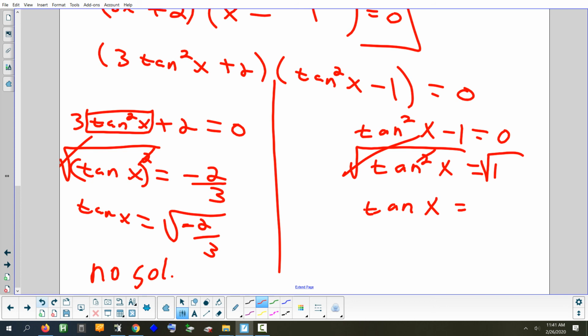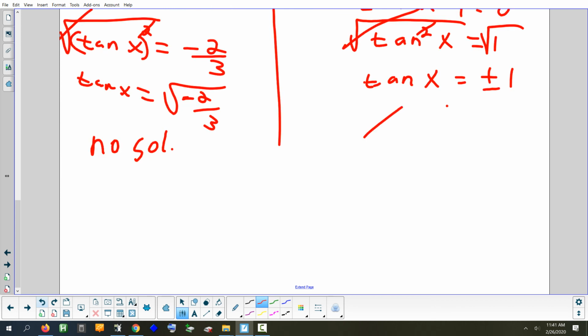Because if you forget this, you lost half your answers. Square roots always have two answers, positive and negative. So this part breaks itself up into two problems: tangent of x equals 1, and tangent of x equals negative 1. Now you're at the step in the homework where you take inverse tangent on both sides.